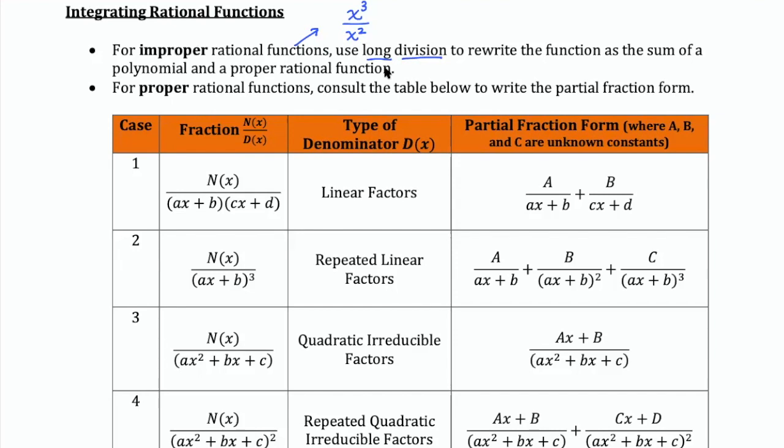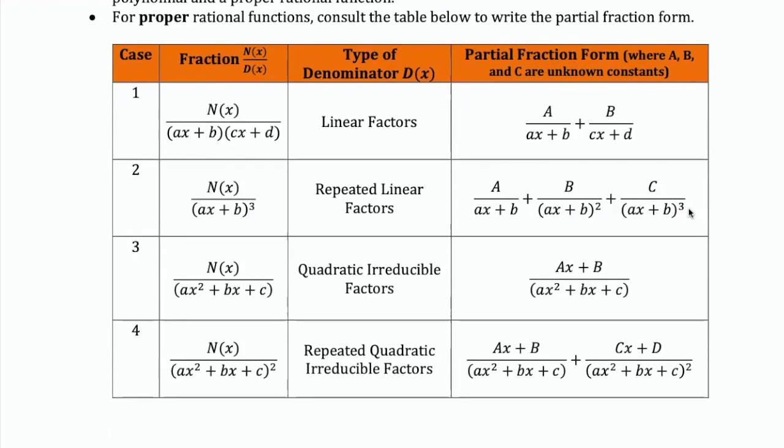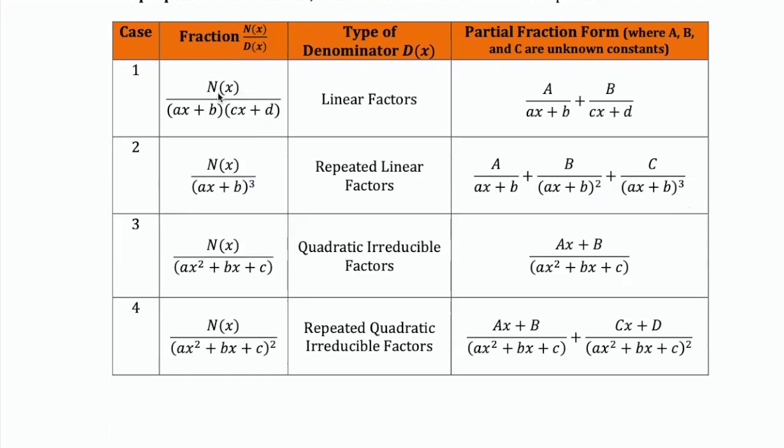If your fraction is proper to start, then this table tells you what form the partial fraction form is going to take. And there are different scenarios here. So you can see in case 1, it doesn't matter what your numerator is, but if you have linear factors, which are x's to the first power only in your denominator, then your partial fraction form will split those up. You will have a constant numerator, but anything with only linear factors in the denominator is going to be able to be written this way.